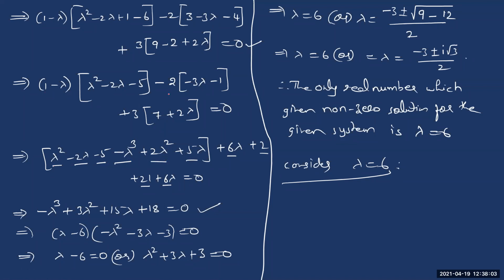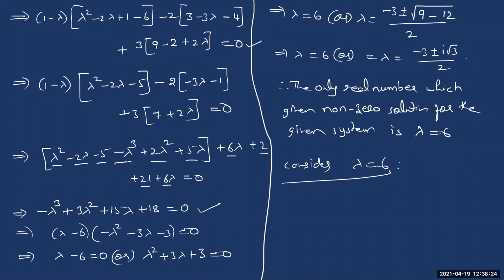Then see what you have. Then minus 2 into minus 3 lambda. When it is minus 2 into minus 3 lambda, it is 6 lambda. Then minus 2 into minus 1 is plus 2. Right? We got these two. Next, 3 into 7 is 21. Then 3 into 2 is 6 lambda. I've just multiplied each with the other terms in each individual term there. So that's how I got all these things.